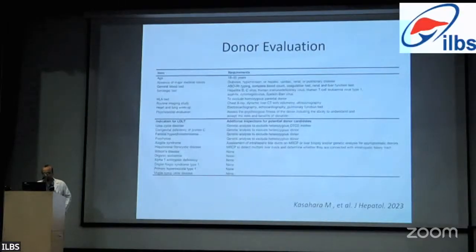For urea cycle disorder, genetic analysis to exclude a heterozygous OTCD mother. Then congenital deficiency of protein C, to exclude heterozygous donors. Same for familial hypercholesterolemia and porphyria. For Alagille syndrome, assessment, particularly by MRCP or liver biopsy, and genetic analysis of asymptomatic donors. Again, hepatorenal fibrocystic disease, same, to rule out multiple liver cysts and determine whether they are connected to the bile ducts.